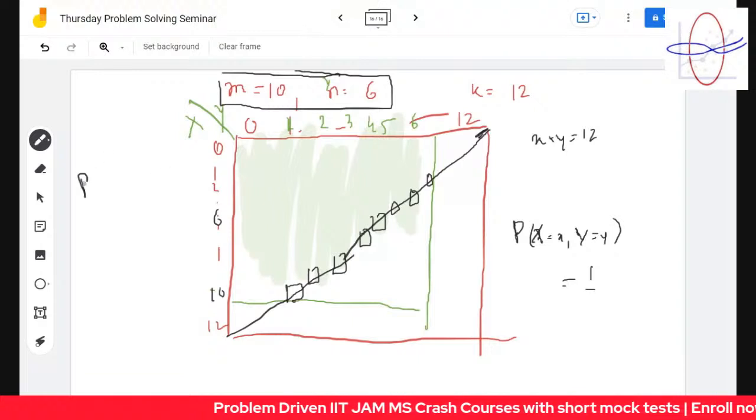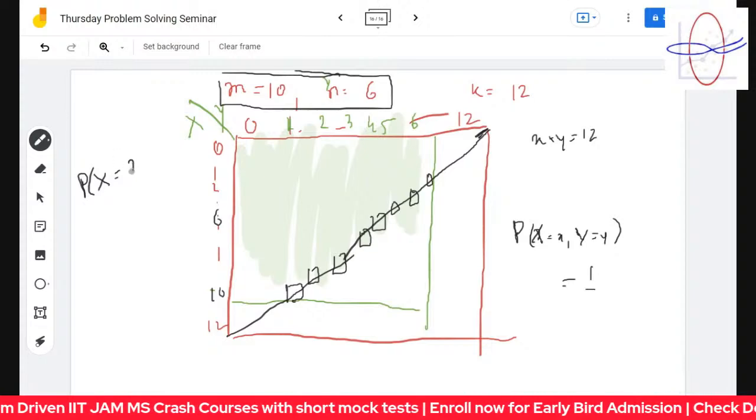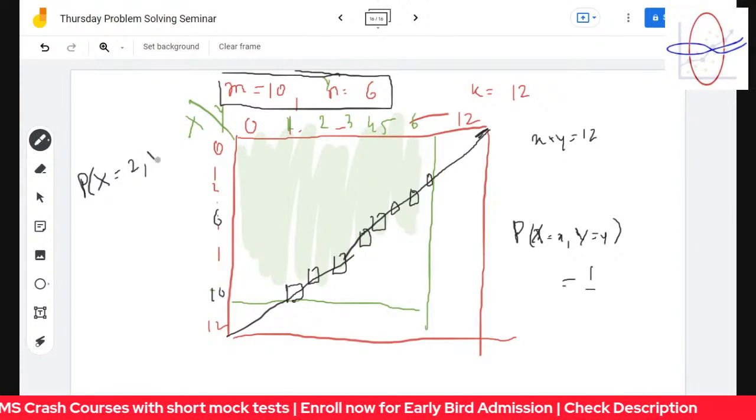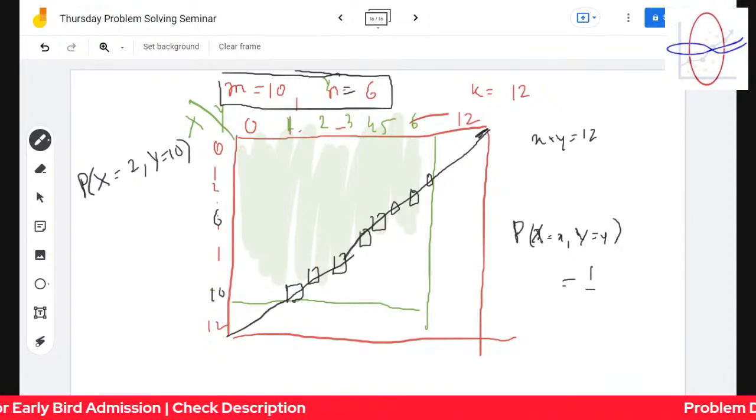So it cannot happen that the probability of X, men, is equal to 2 and Y is equal to 10, because Y can take only till 6. There are 6 women out there. So we have to restrict it. Did you understand?